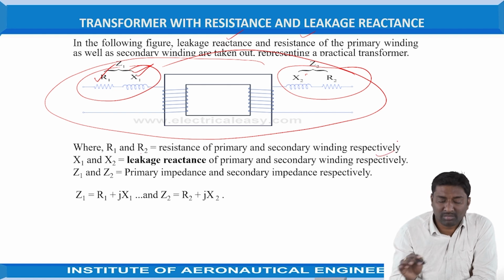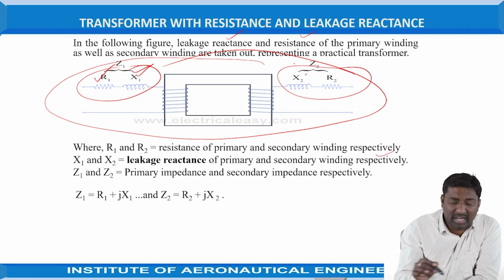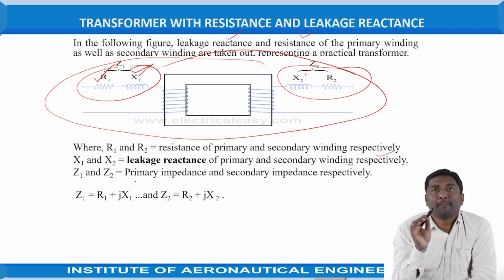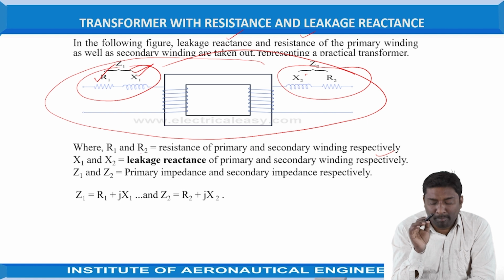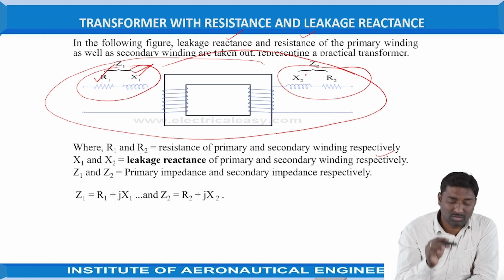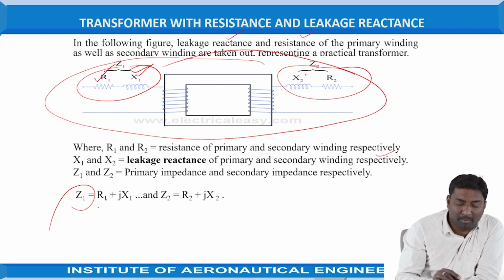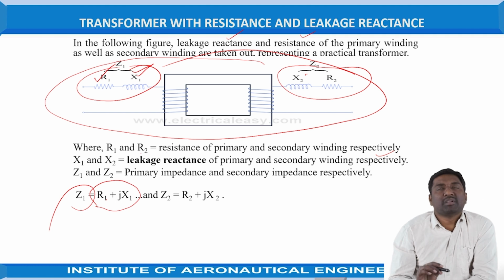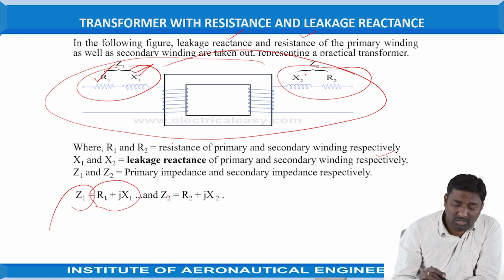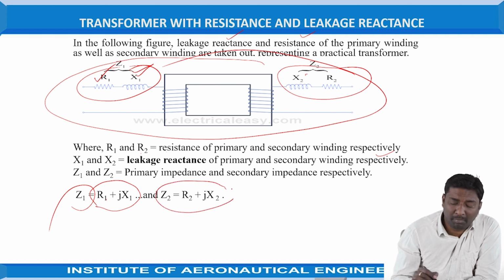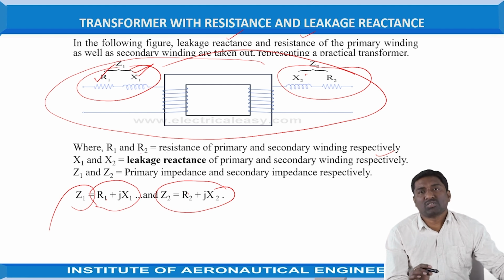winding respectively, and Z1 and Z2 are the primary impedance as well as the secondary impedance respectively. Then Z1 in the rectangular form will be equal to what? R1 plus j into X1. Z2 is equal to R2 plus j into X2.